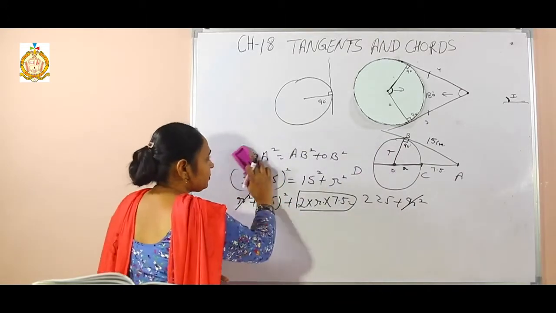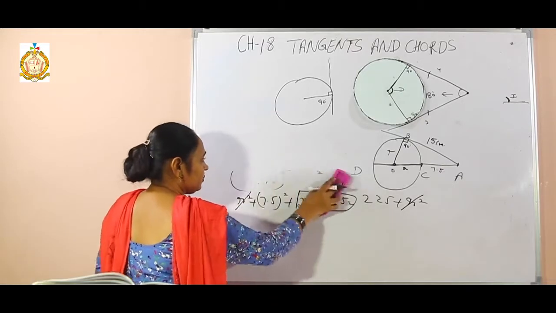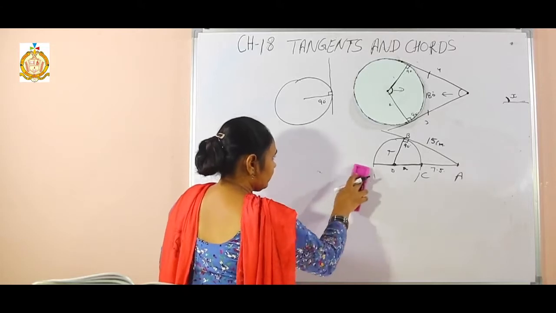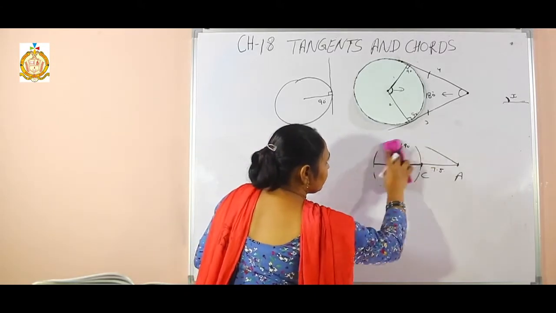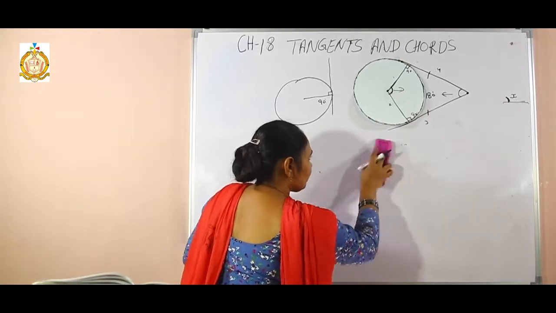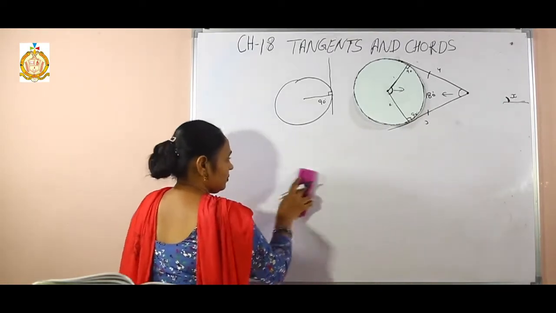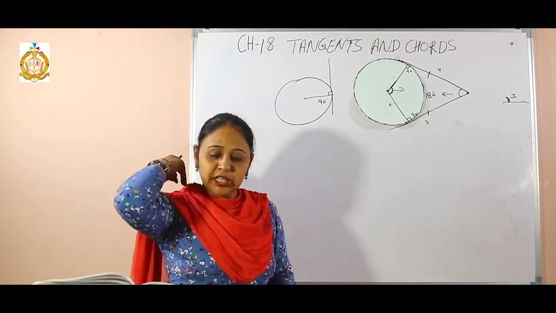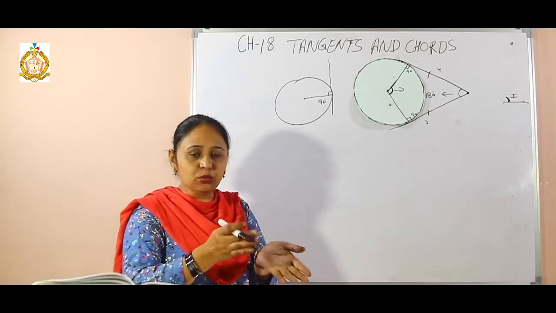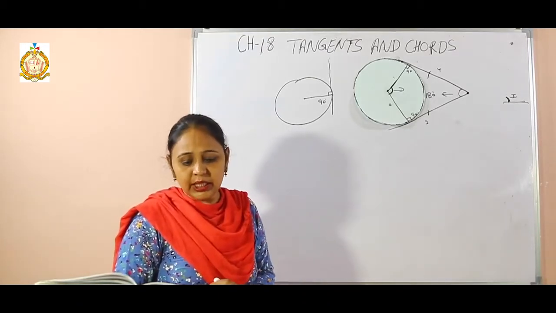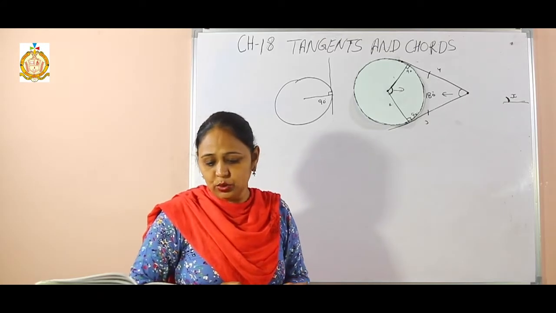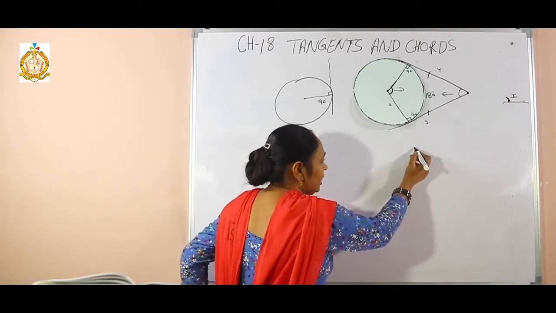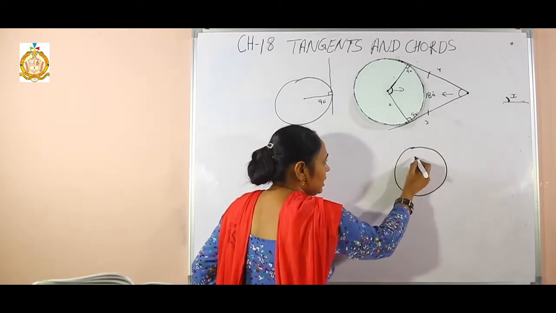In the next sum, sum number 4. Two circles touch each other internally. Internally means in one circle there is another circle. Show that the tangents drawn to the two circles from any point on the common tangent are equal in length. Now there are two circles internally touching each other. This is the one circle.